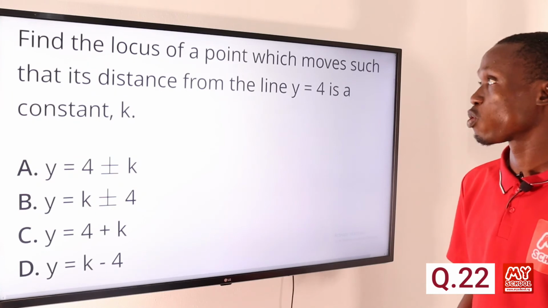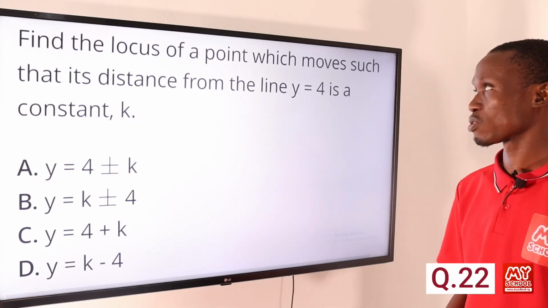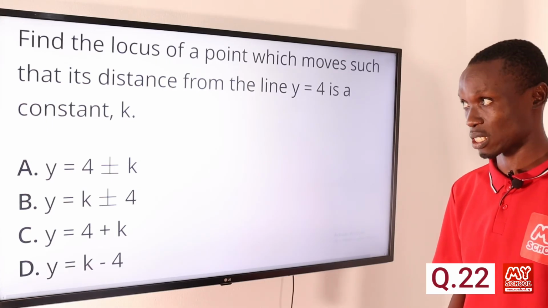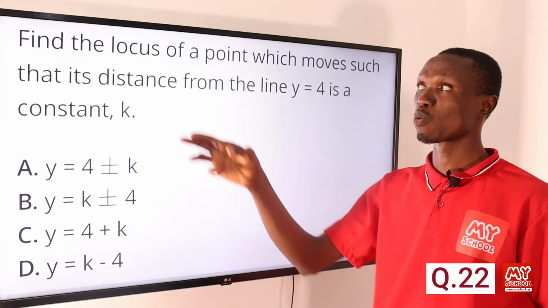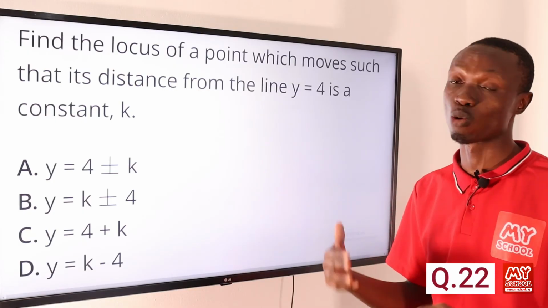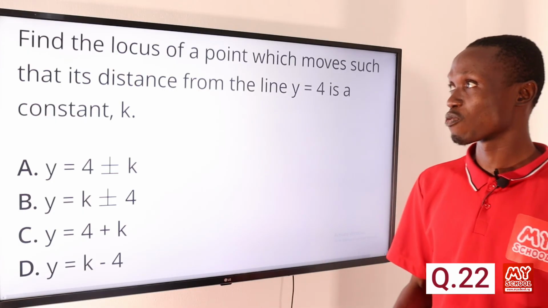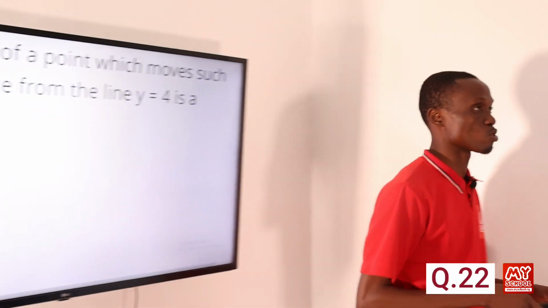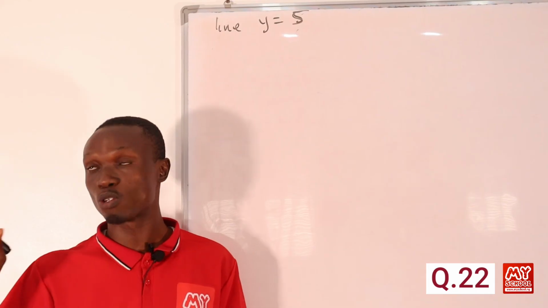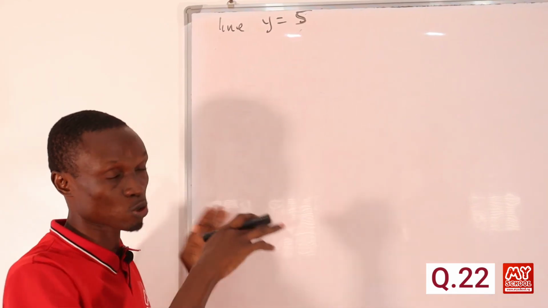20 meters. Question 22. Find the locus of a point which moves such that its distance from the line y equals 4 is a constant k. Okay, so first of all, the word locus simply means location, or where something is located. Okay, so let's move to the board to provide an answer to this question. If we are to draw our Cartesian plane, the line y equals 4 is actually a horizontal line.